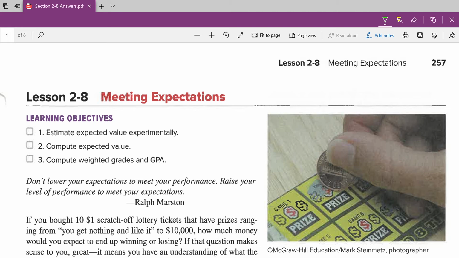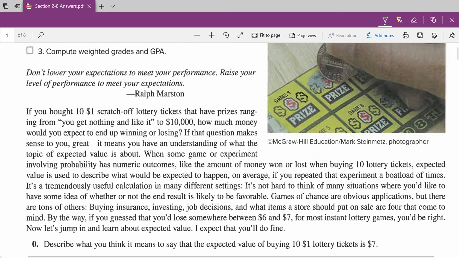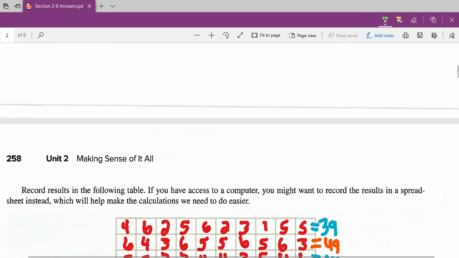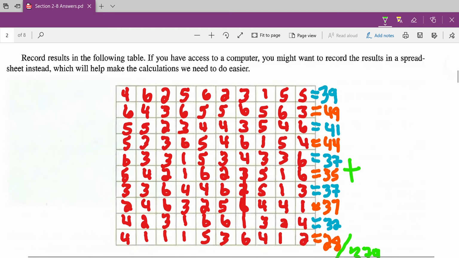Let's take a look at section 2.8, Meeting Expectations, on page 257. This section covers expected value and weighted grades. If you turn to page 258, I've actually already gone through and done the rolling of the die, so you don't have to sit and watch me do that or listen to me do that. You could try it on your own. It's interesting to see how it works.